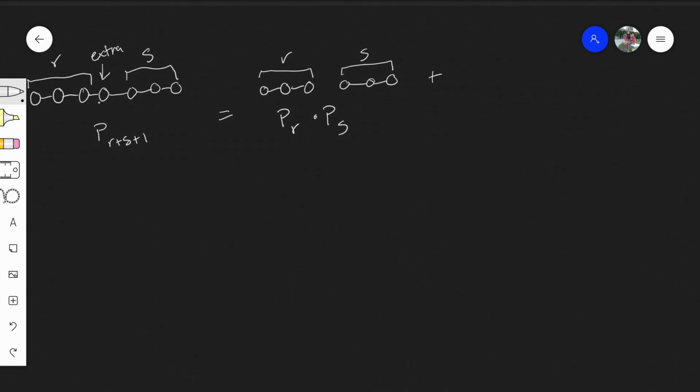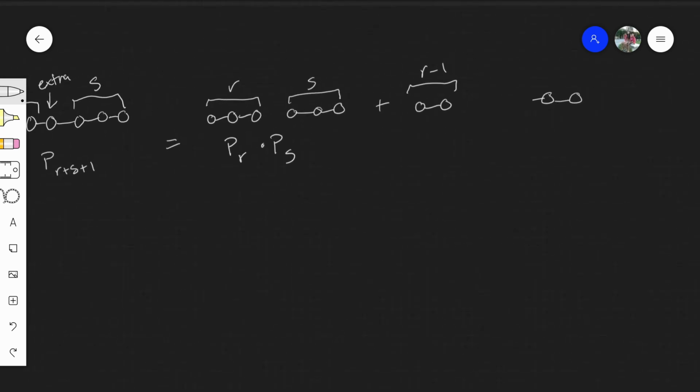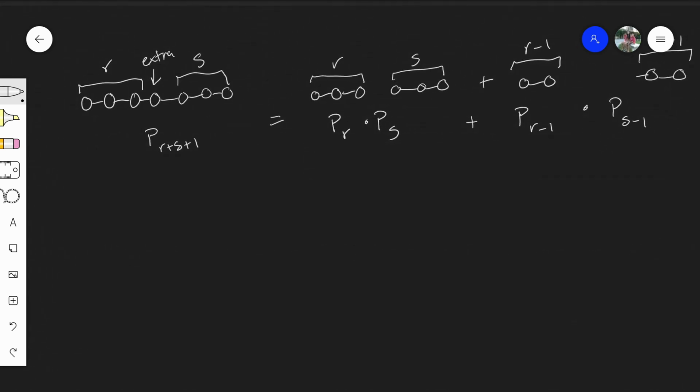Furthermore, if the extra vertex was red, the middle three vertices centered around the extra would be deleted since we had to remove the link of the vertex. And we are left with two disjoint path graphs, one with R minus 1 vertices and the other with S minus 1. So the number of ways to color this is P sub R minus 1 times the number of ways to color this other graph over here, P sub S minus 1. And there we have it, another identity.